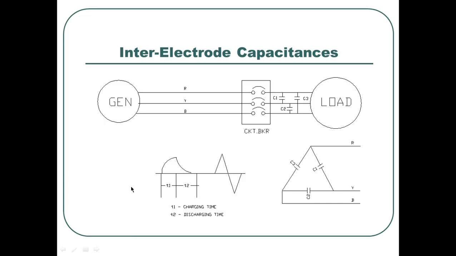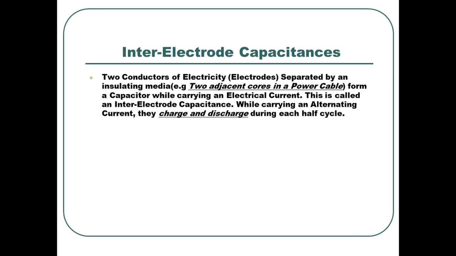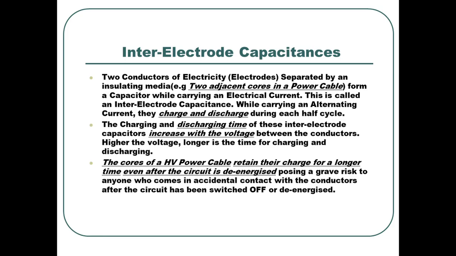How they are connected: T1 is the charging time, T2 is the discharging time. Inter-electrode capacitance: two conductors of electricity, electrodes, separated by an insulating material, that is two adjacent cores in a power cable, form a capacitor while carrying an electrical current. This is called inter-electrode capacitance. While carrying an alternating current, they charge and discharge during each half cycle. The charging and discharging time of these inter-electrode capacitors increases the voltage between the conductors. The higher the voltage, the longer is the time for charging and discharging.